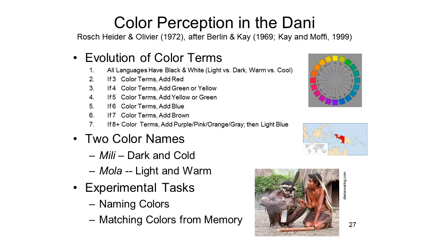If it had a 4th term, it was either green or yellow. If it had a 5th term, it was the other one, yellow or green. Then blue was added, then brown, and so on.